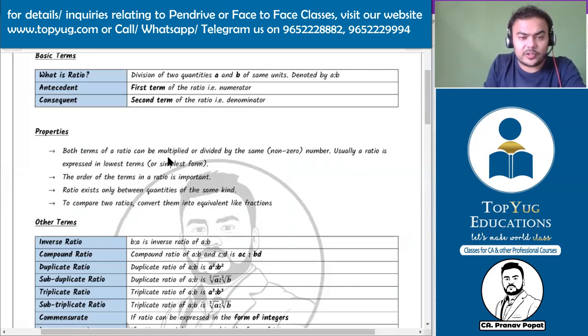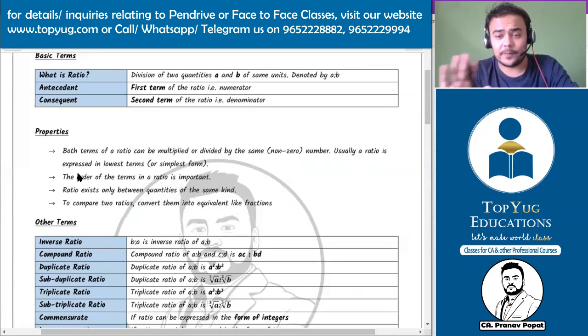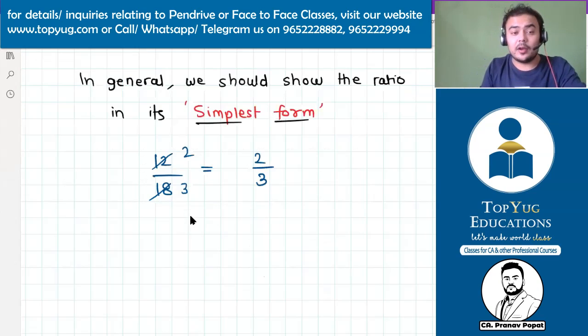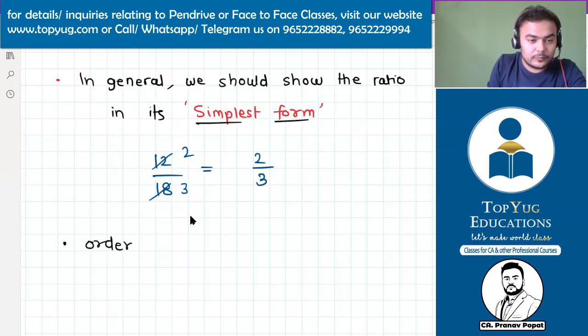Now let's read it again from the notes. Both the terms of a ratio can be multiplied or divided by the same number. Usually a ratio is expressed in the lowest terms or the simplest form. So property number 1 is clear. Now property number 2, the order of the term of a ratio is important. It says order of the term of a ratio is important. Second point.